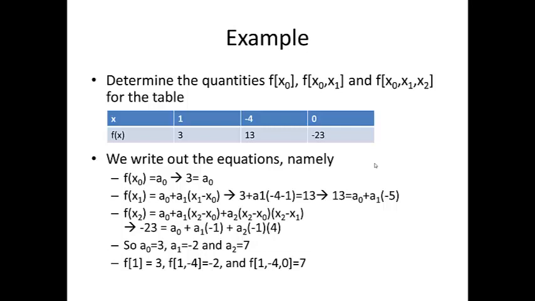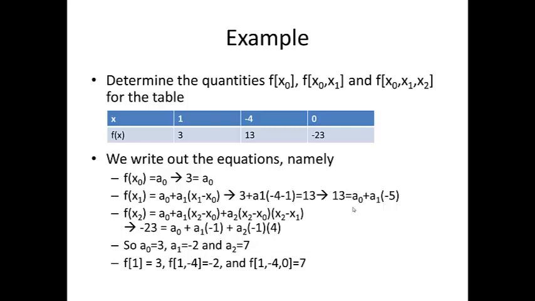f of x0 is equal to a0. So f of x0 is 3, which is equal to a0, and we have a0 equals 3. f of x1 is a0, which we knew was 3, plus a1 times (x1 minus x0), which is 3 plus a1 times (minus 4 minus 1). And that's going to be equal to f of x1, which is 13. Basically, 13 is a0 plus a1 times minus 5.